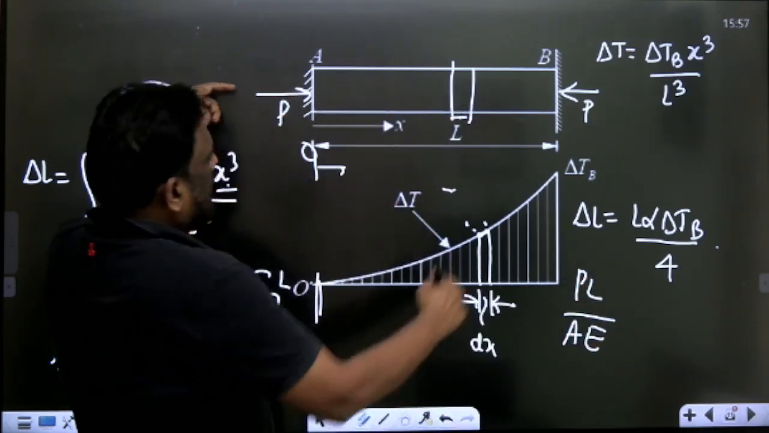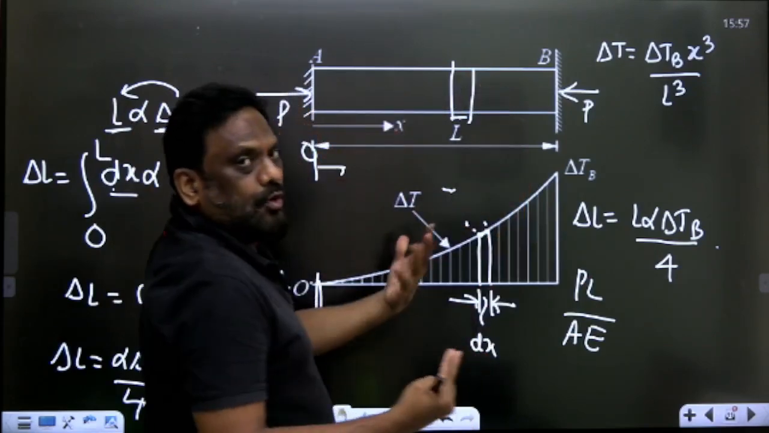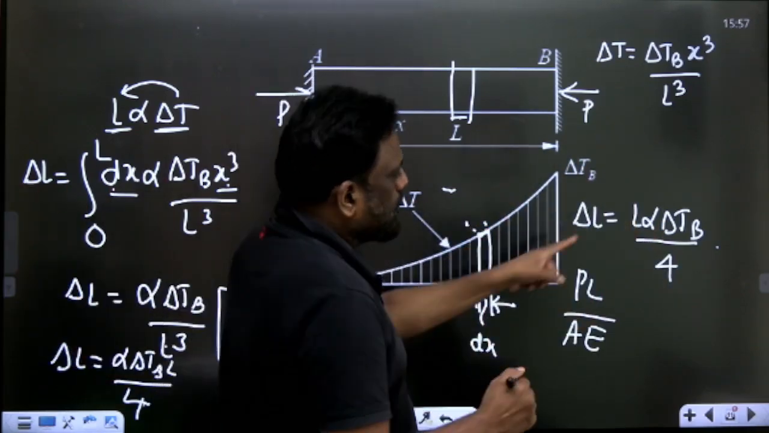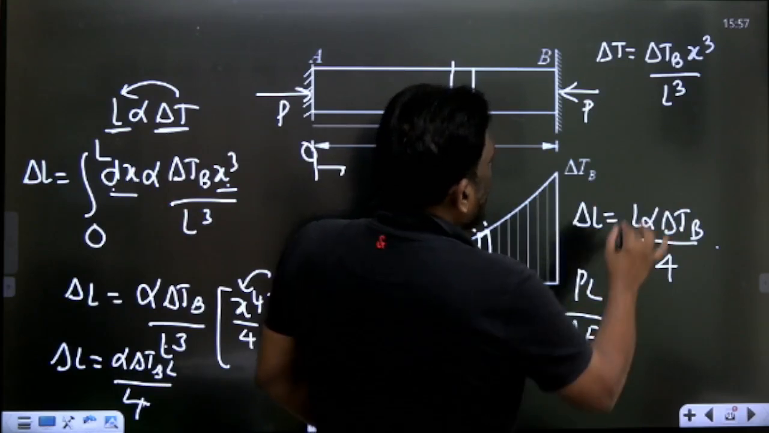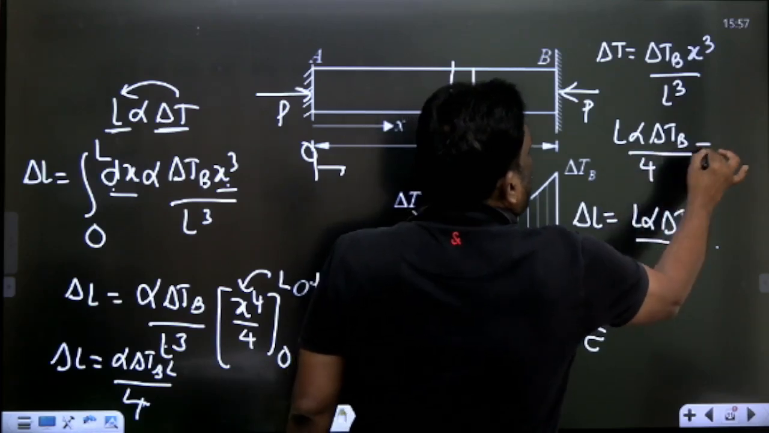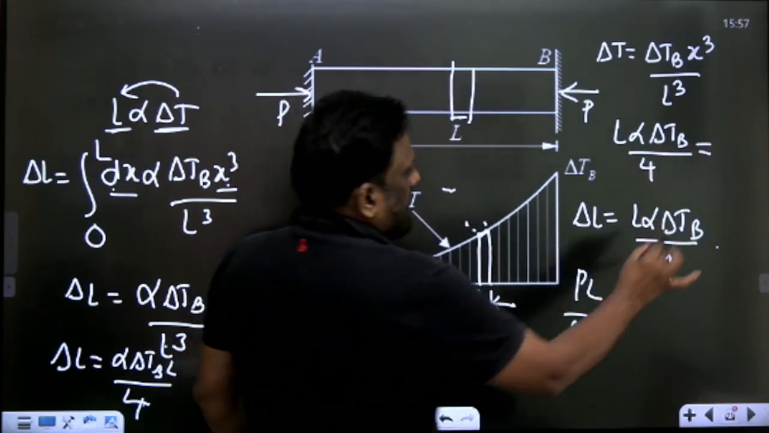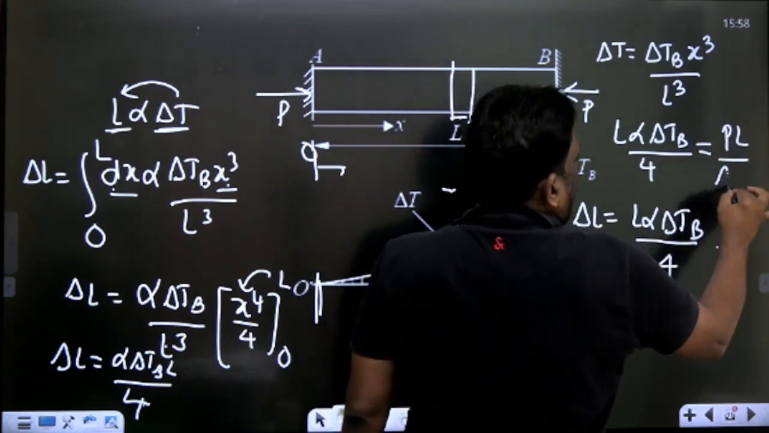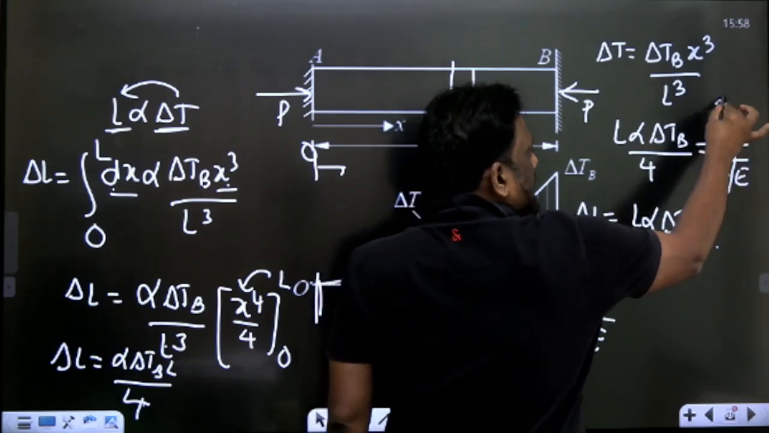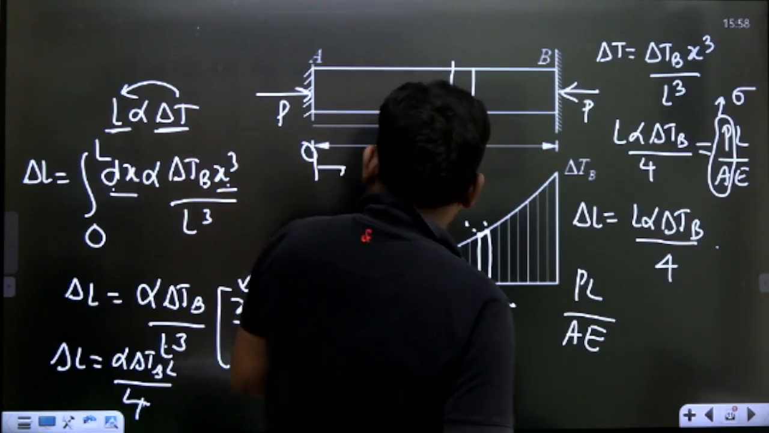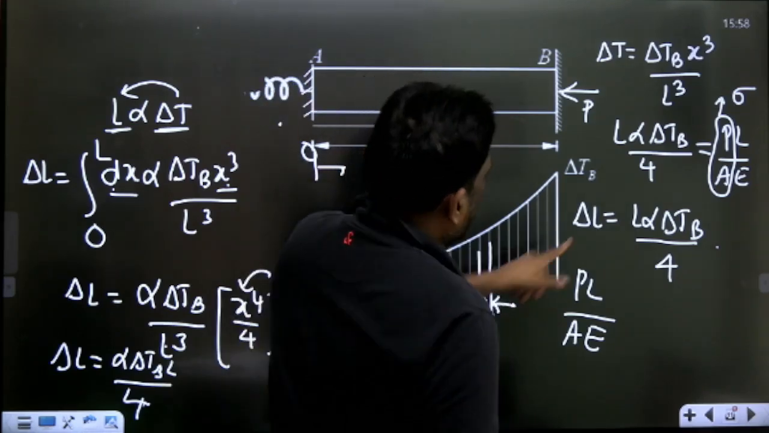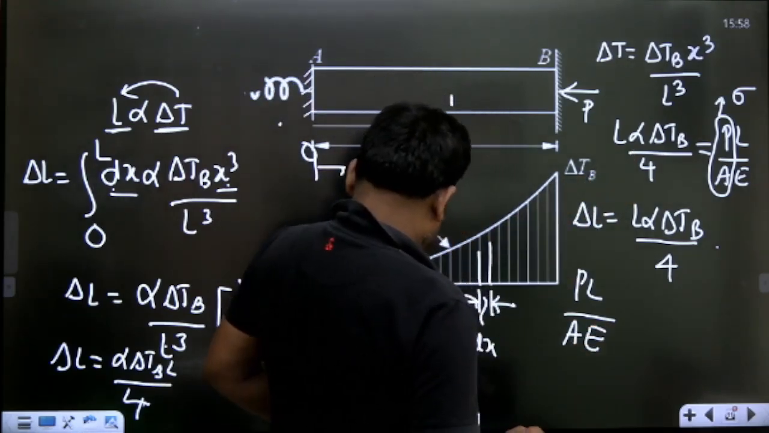Excellent, sir. Because of this there is actual compression, but you know there is no change in the distance, so net expansion should be equal to net compression. So write this is the net expansion. L alpha delta TB by 4 is the net expansion, that should be equal to net compression, so it will be PL by AE. And you know very well what P by A is. P by A is the compressive stress sigma. So therefore, my dear friends, let me erase this.